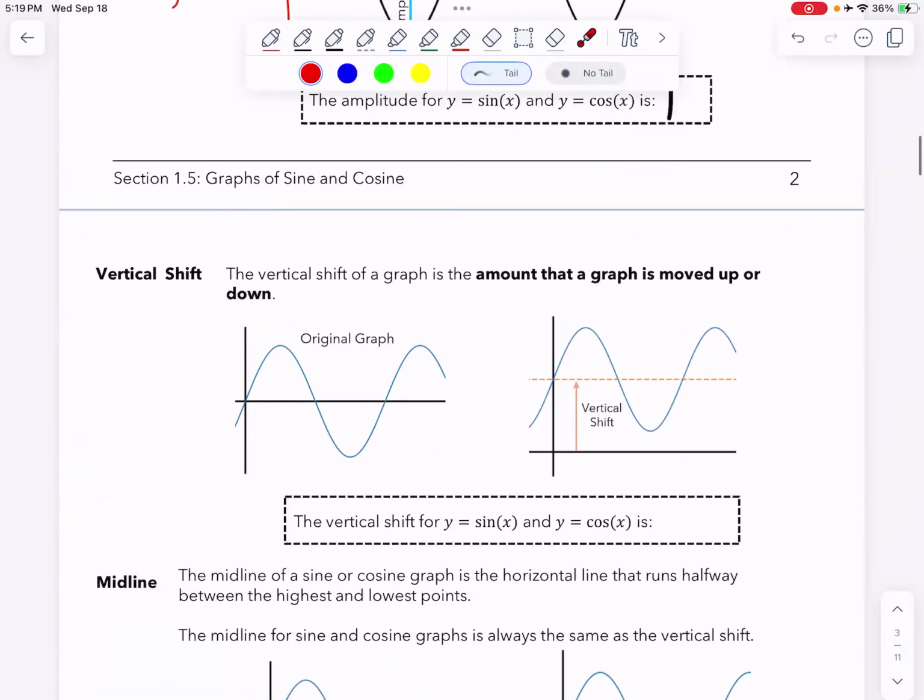Where are we? Vertical shifts. So a vertical shift is just the graph shifts itself upwards or downwards. It just shifts away from where it was oscillating. For sine and cosine, they oscillate around the line y equals 0. There is no vertical shift. They are the original function. So the vertical shift for the original function is 0.